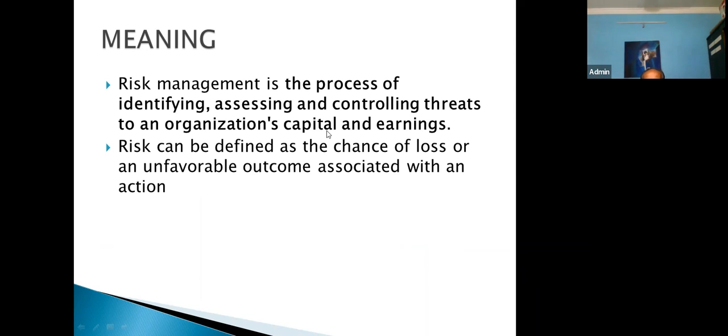And we have also discussed in detail what the capital and earnings of a company are. Another point, in case of meaning, risk can be defined as the chance of loss or an unfavorable outcome associated with an action.